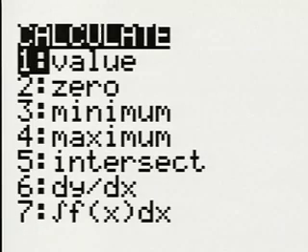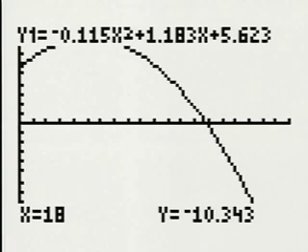Go ahead and graph that again. We can see what's happening with our graph. It's continuing to go down as time goes on. And we want to find out what the value is in 2010. So we're going to go to our calc menu, and we want the value of the function. So we're going to pick option number 1. In 2010, that corresponds to x equal to 18. So we want to put in x equals 18 and hit enter. We can see that the interest rate in 2010 is predicted to be negative 10.343.